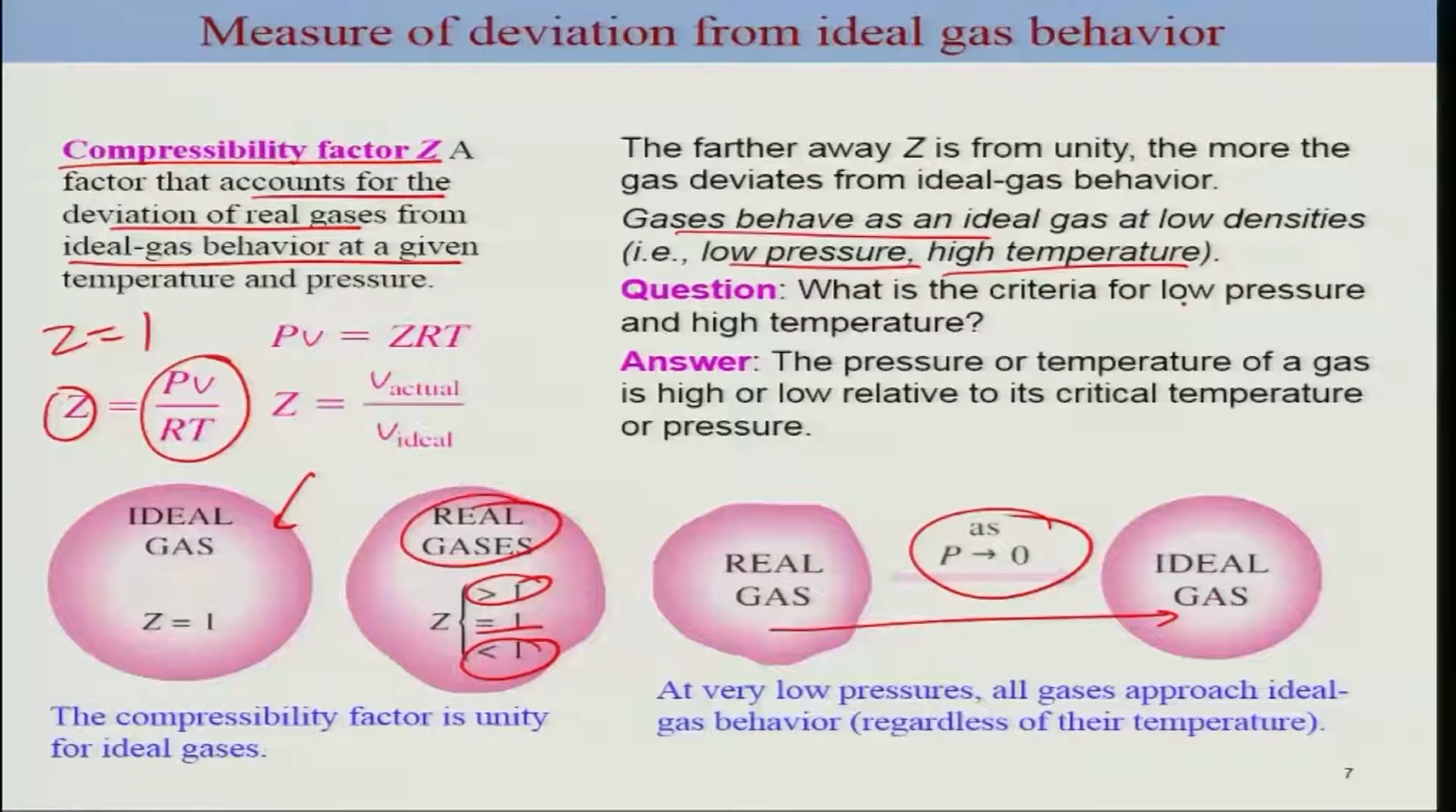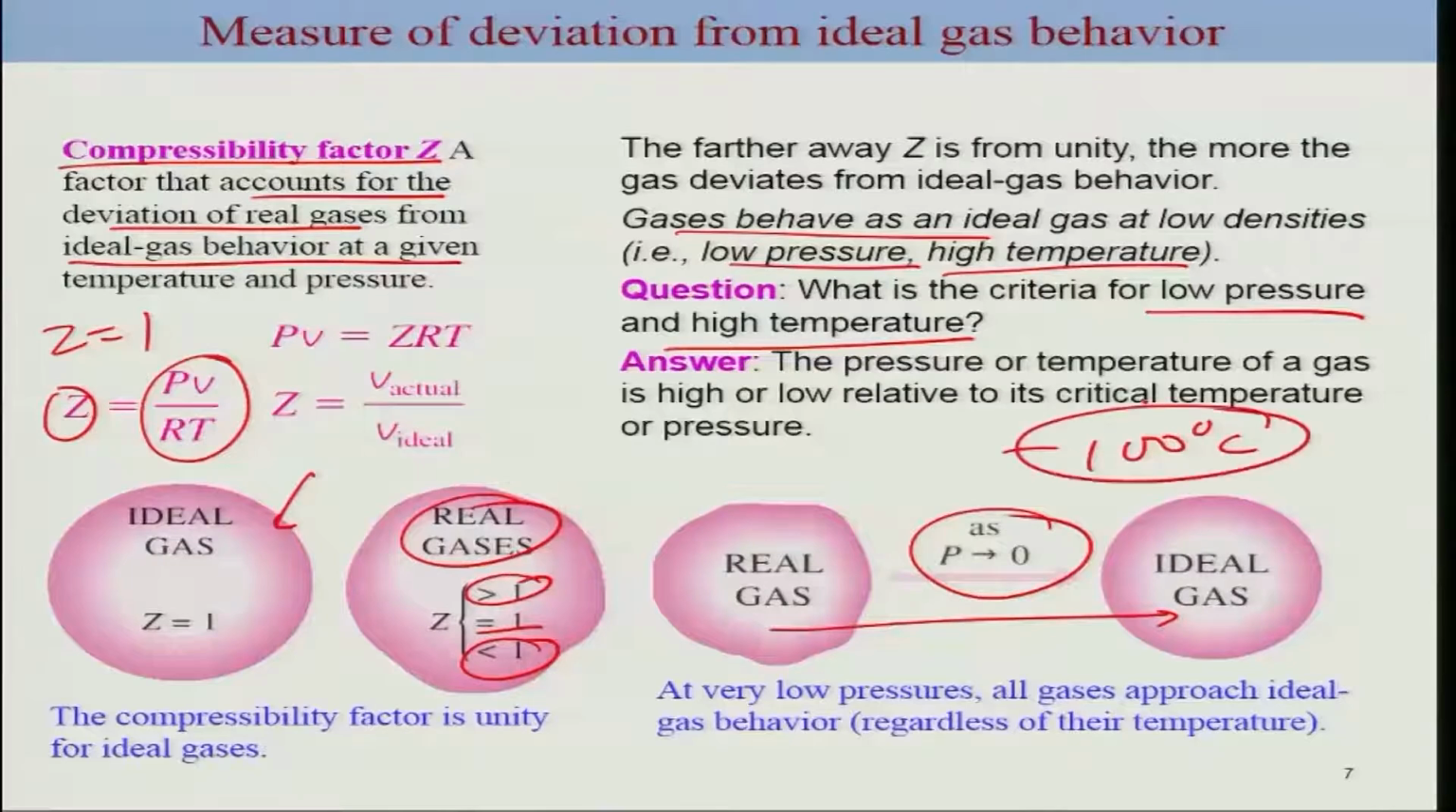But what is the criterion for low pressure and high temperature? Take an example, let's say minus 100 degrees Celsius. Is this temperature low or high? That's where it depends on the substance. For water it is certainly low, but for nitrogen and other gases it is very, very high. Why? Because for nitrogen, for example, the critical temperature is around minus 140 degrees Celsius.